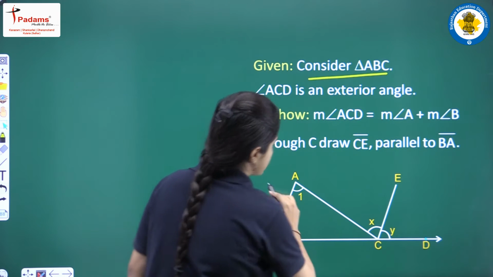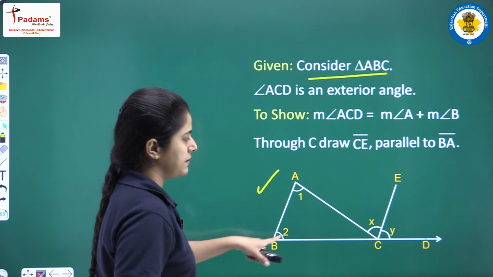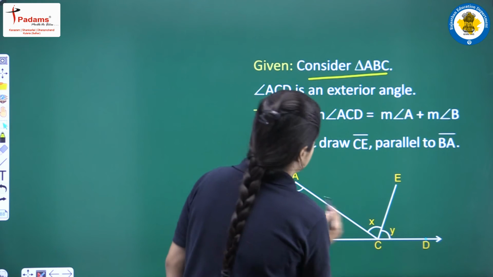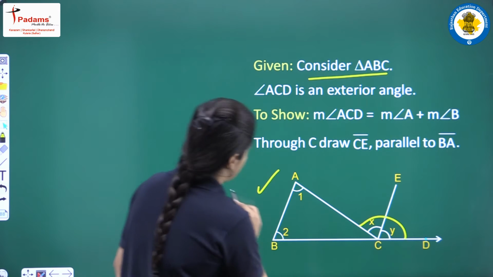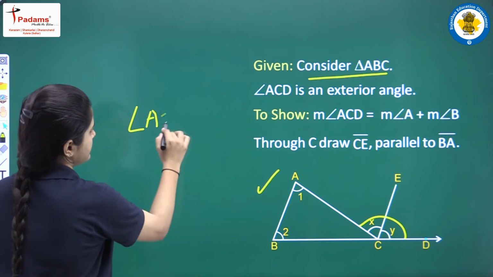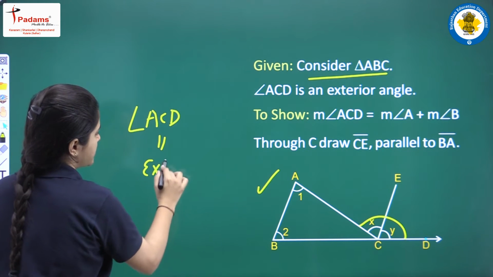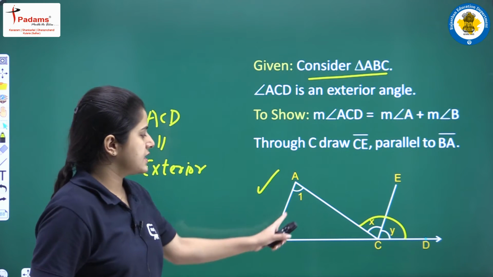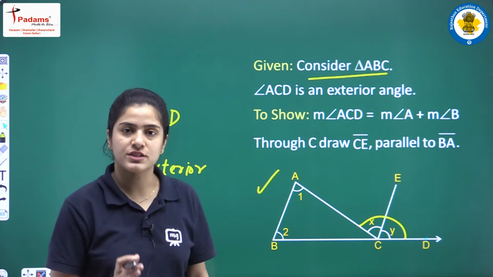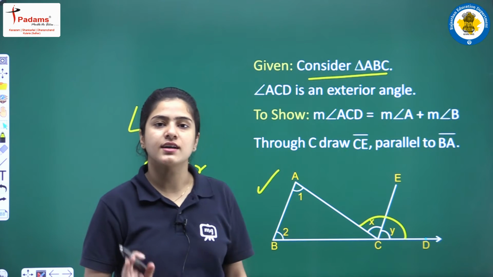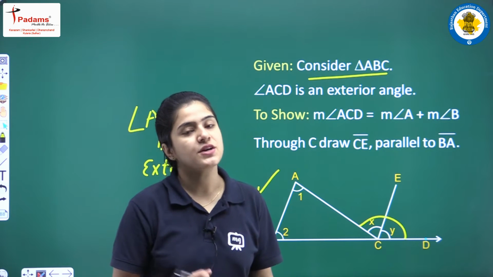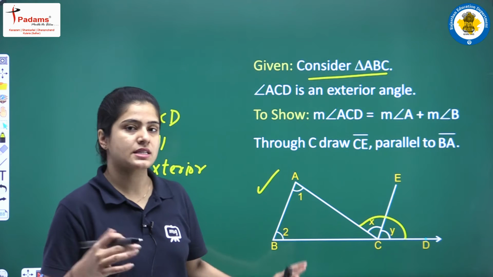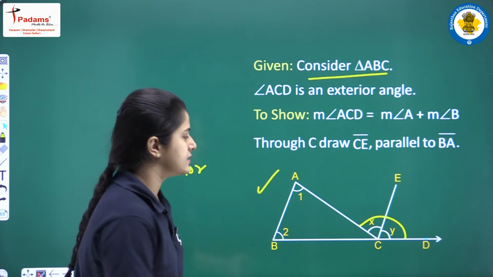We are given that this is a triangle ABC, where angle ACD means this complete angle, angle ACD, is the exterior angle, right students? This is an exterior angle, whereas these two angles are interior angles of the triangle. In fact, these three angles are the interior angles of the triangle. But if we are talking about the exterior angle property, then we are just concerned with the two opposite interior angles, right? We are not at all concerned with this angle.